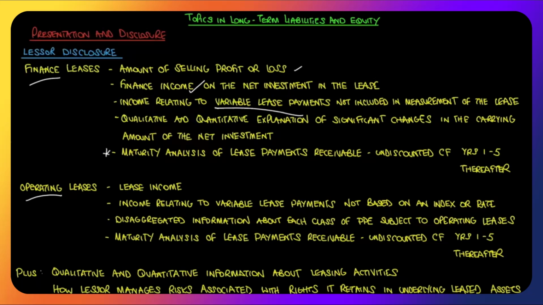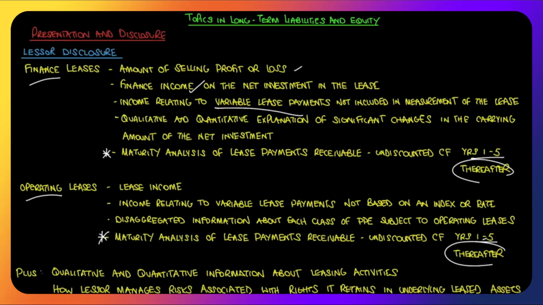Well, on the opposite side here, but you can see for finance and for operating down here, once again, it's very useful as an analyst to know in the future what payments are we committed to receiving. This is going to help us forecast cash flows. And they specify you've got to show from years 1 to 5 individually, at least, and then thereafter in total.